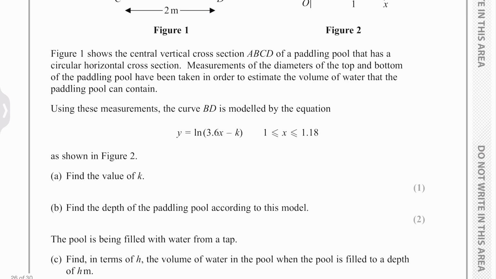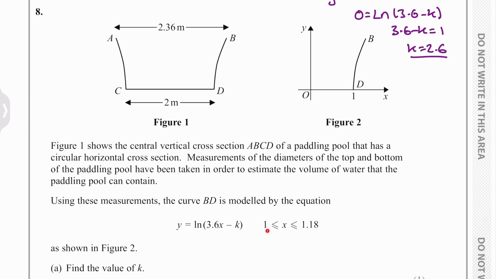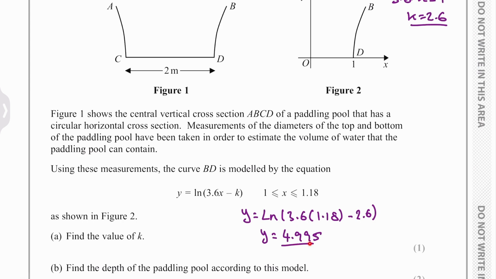For part B, find the depth of a paddling pool according to this model. So when x equals this 1, we go to this point. So when x equals 1.18, we'll get to point B. So I'll substitute 1.18 into our equation for y. So y will equal the natural log of 3.6 multiplied by 1.18 minus our value for k, 2.6. So y will equal 4.995. So this will be the depth of a paddling pool.